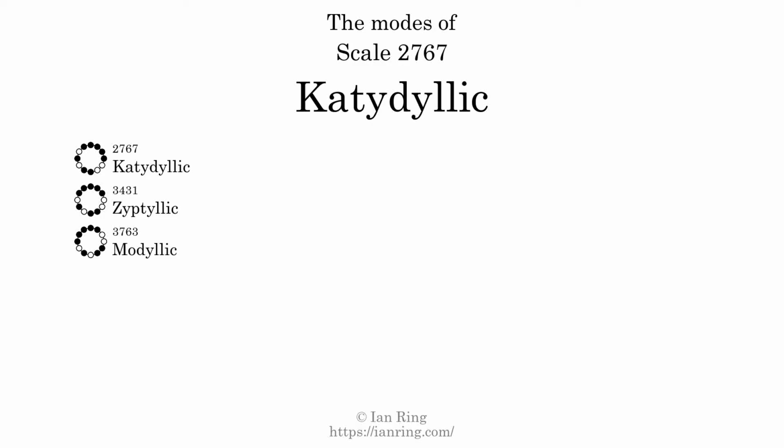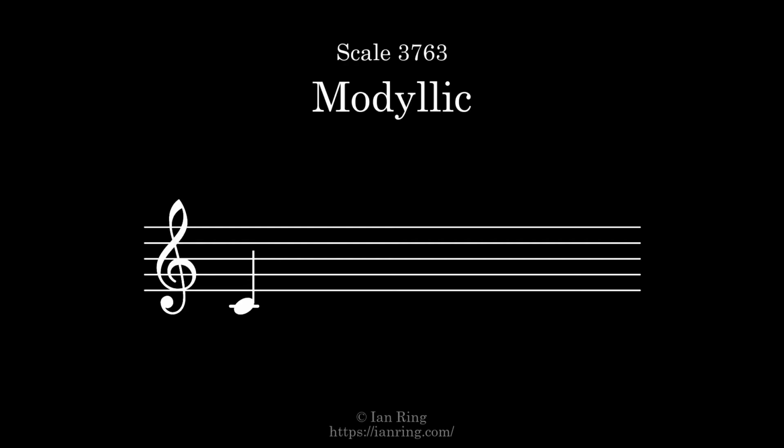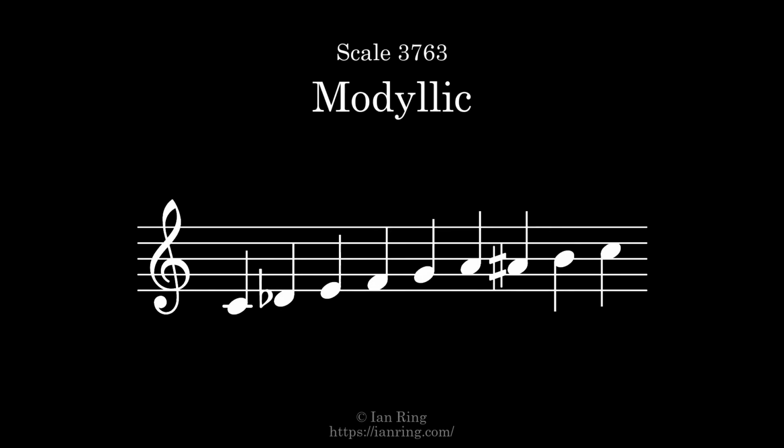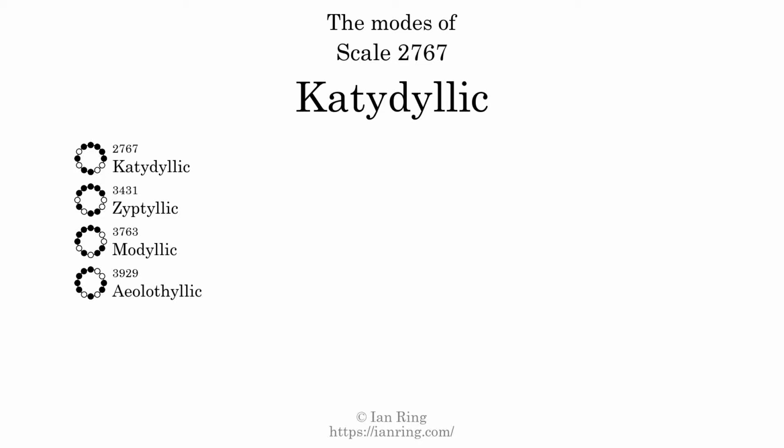The third mode is scale 3763, also known as Katydyllic. It sounds like this. The fourth mode is scale 3929, also known as Katydyllic. It sounds like this.